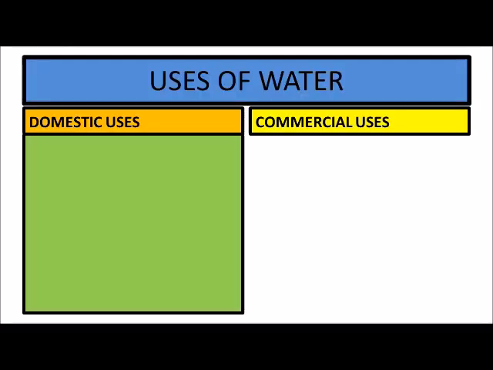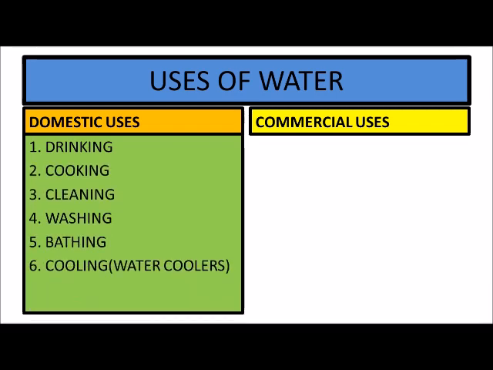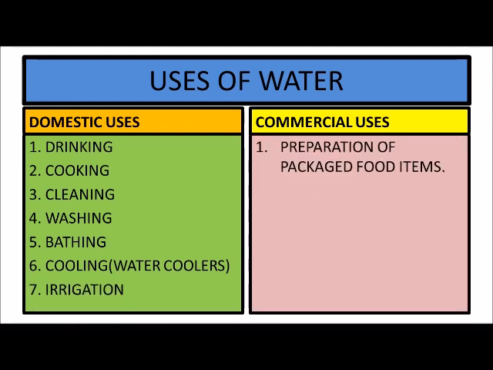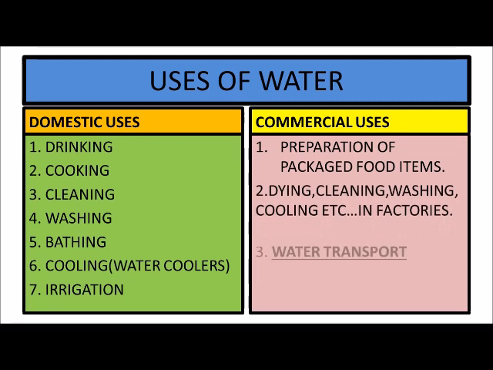We will know about the uses of water, which can be divided mainly into two parts: domestic uses and commercial uses. Domestic means the ones we use at our home in our day-to-day life. The domestic uses, the ones we use in our daily life at home, are drinking, cooking, cleaning, washing, bathing, cooling in water coolers, and irrigation, which we do in our farms.